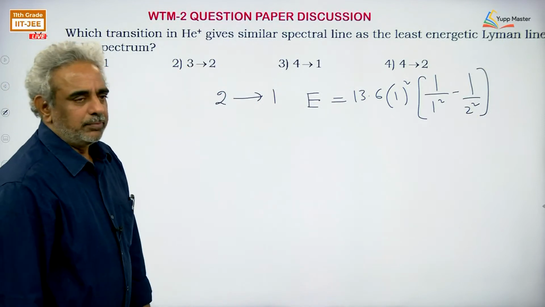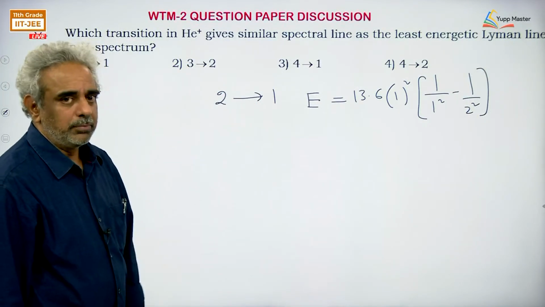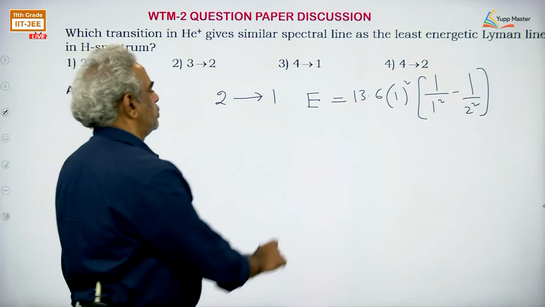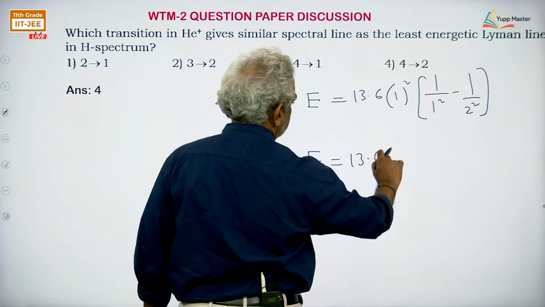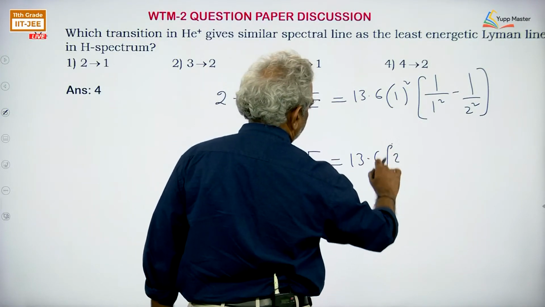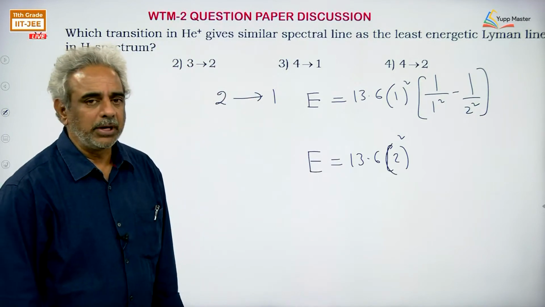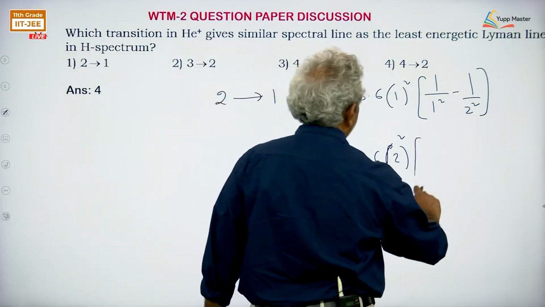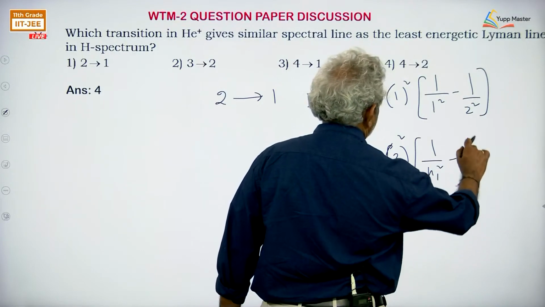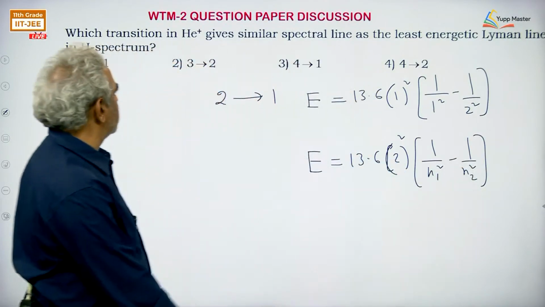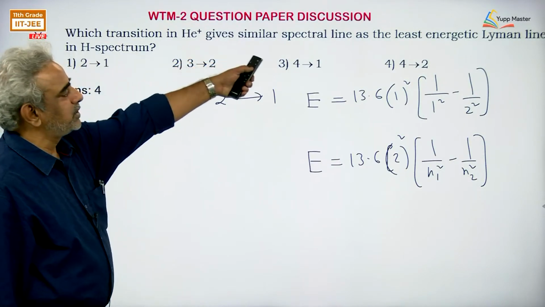That is the energy, and we want similar energy even in helium. We don't know the transition. So E is equal to 13.6 into 2 square, because it is helium plus, atomic number 2, into 1 by n1 square minus 1 by n2 square. He is asking which transition helium plus gives a similar spectral line.